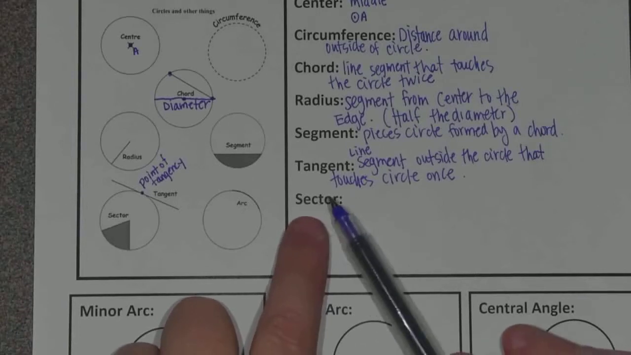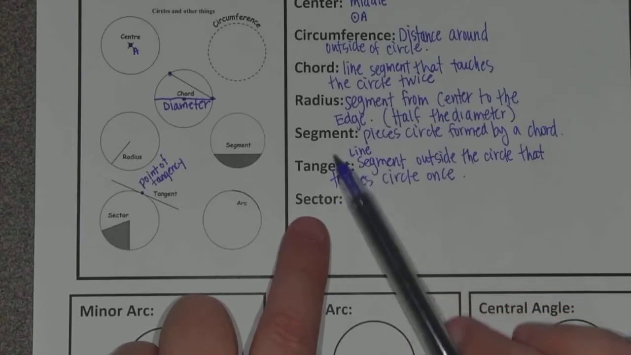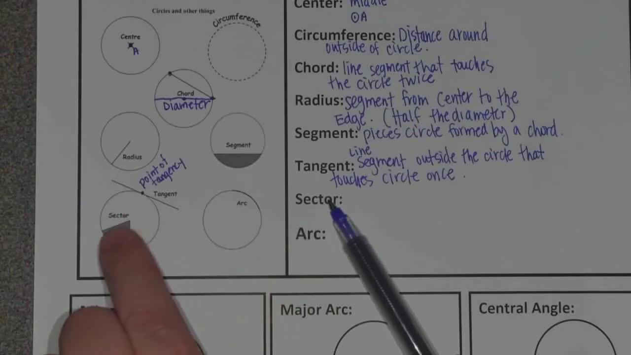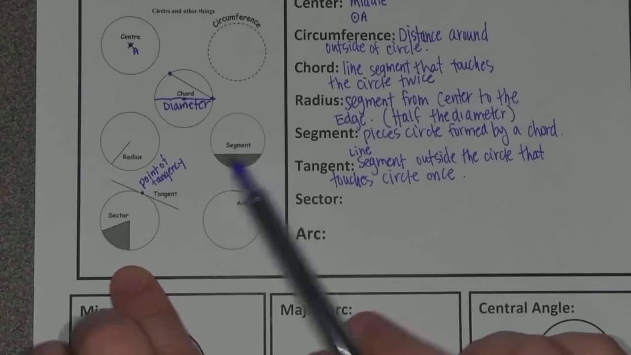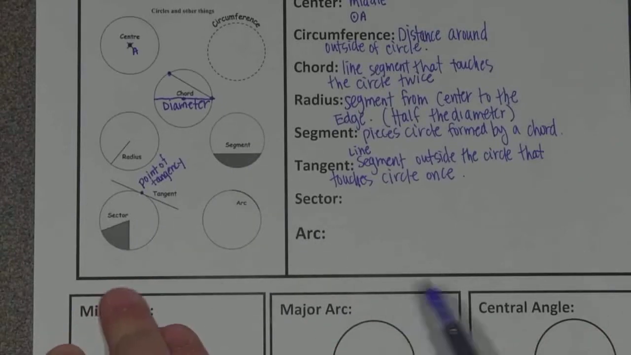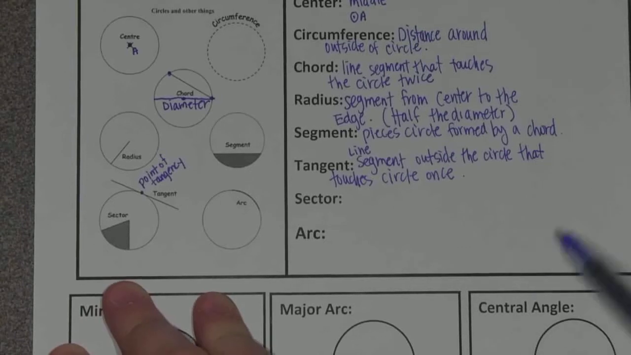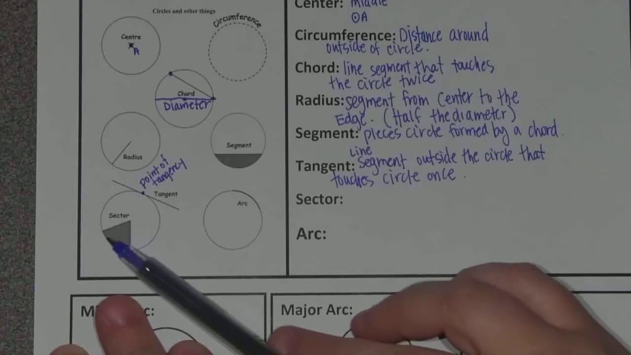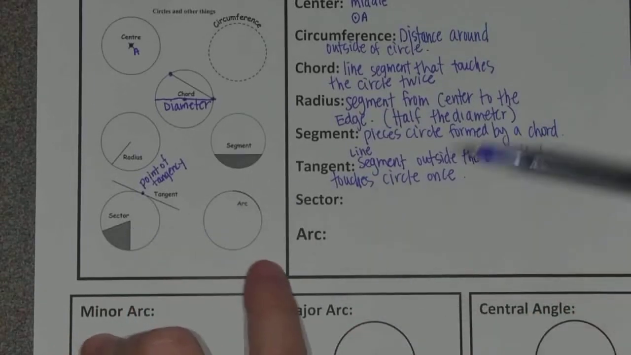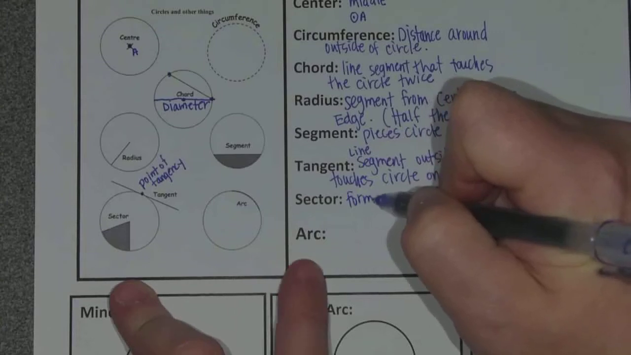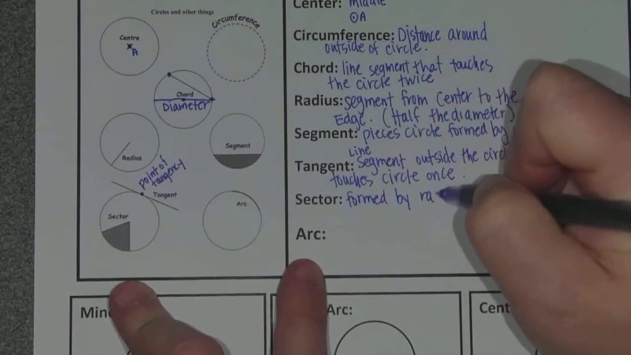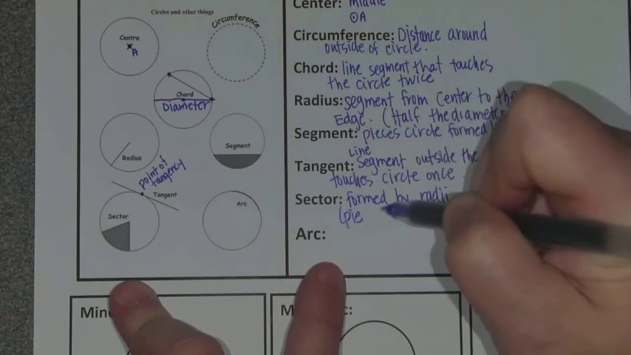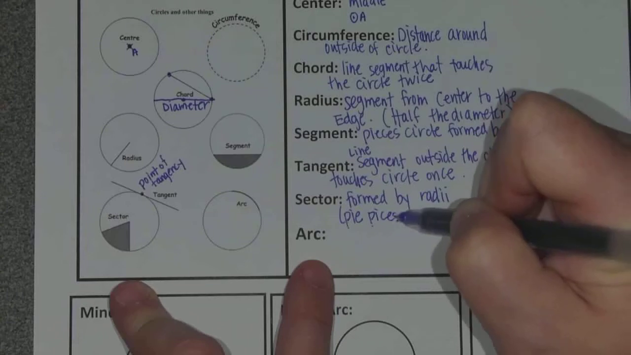Okay, so what's the difference between a sector and a segment? Do you guys see the difference here? What's a sector formed by? So a segment was formed by chords. What's the sector formed by? Radius. Yeah, radii, because more than one of them. So a sector will always look like a pie piece, and it's formed by two radii. So formed by radii, and maybe I'll just put here that it will always look like a pie piece.